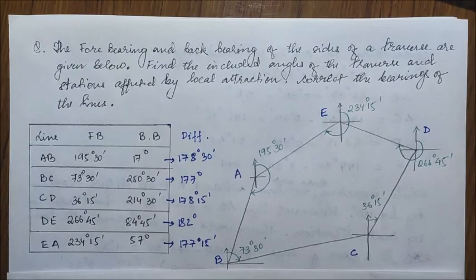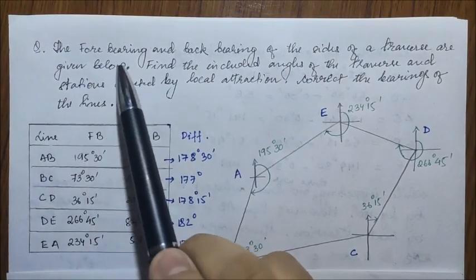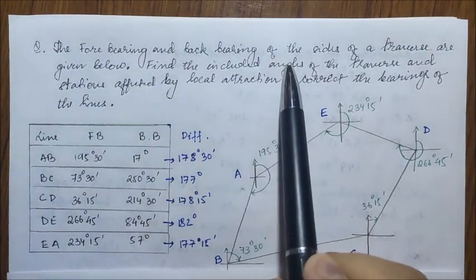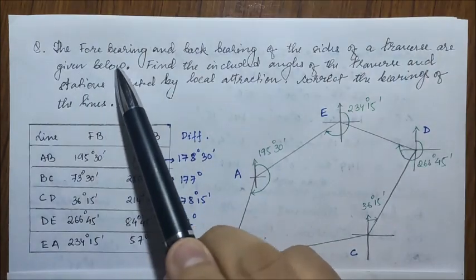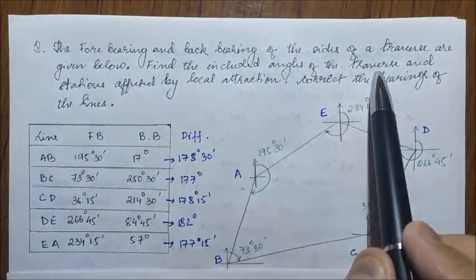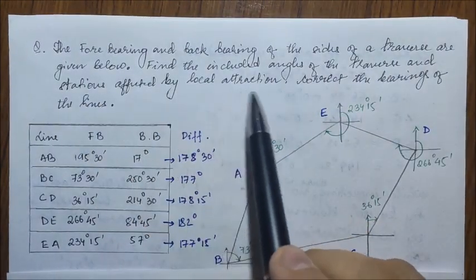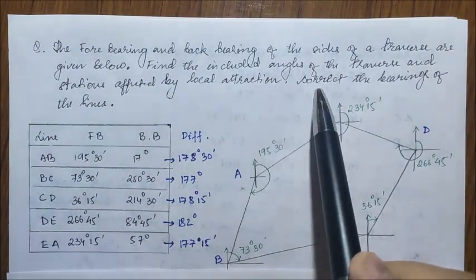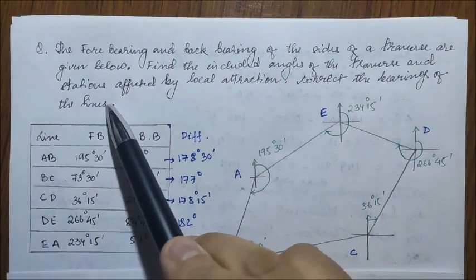Hello everyone, today we are going to solve another problem on local attraction. Without wasting much of the time, we should start with the problem. The fore bearing and the back bearing of the sides of a traverse are given below here. Find the included angles of the traverse and stations affected by local attraction. Correct the bearings of the lines.